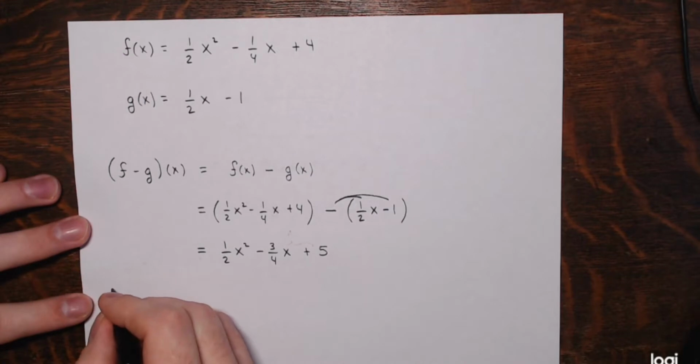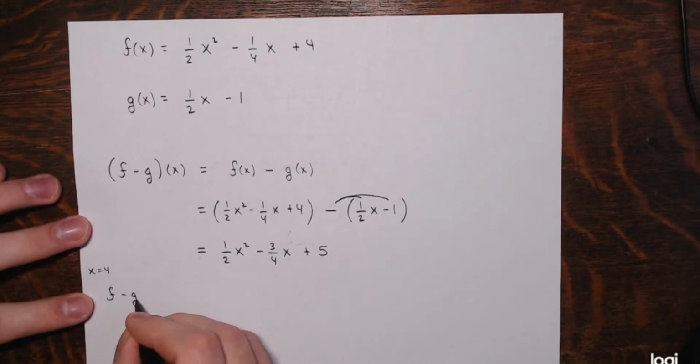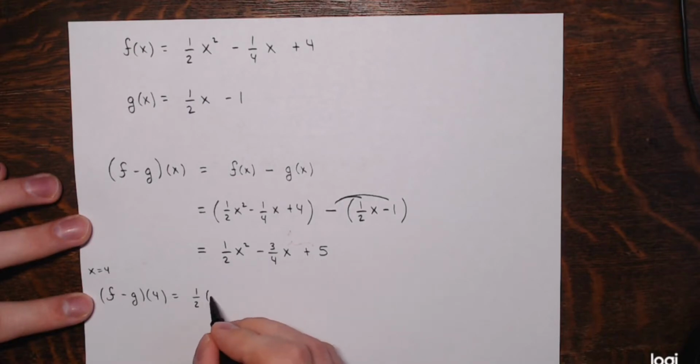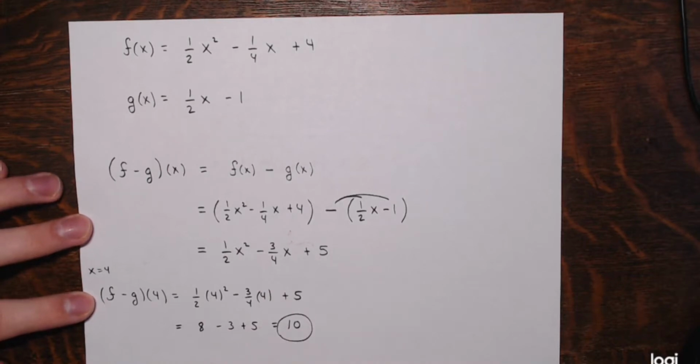And when x equals 4, we get the following. Right? F minus g of 4 is just replacing x with 4 in this new function we just found. 1/2 of 4 squared minus 3/4 times 4, and then plus 5. 1/2 of 16 is 8. 3/4 times 4 is just 3, minus 3, and then plus 5. So this is 5 plus 5. The output is 10. And this is what they want, the output of this new function when the input is 4.